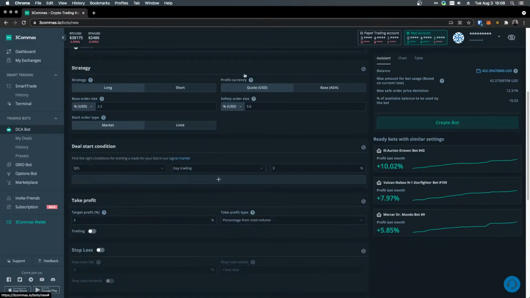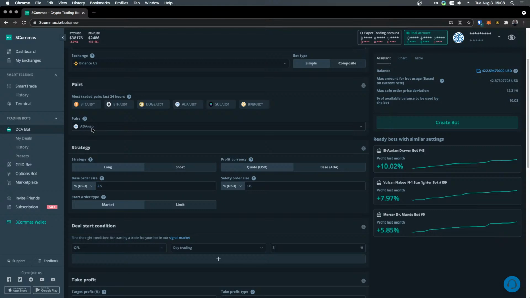So let's move on. We've got our ADA paired to the US dollar. We are doing a long strategy and we're quoting in US dollars. How I've come up with those numbers is we've taken a 2%, 2.5% base order and paired that with a 5.6% safety order size. If you think about the math and the dollar cost averaging concept, if we have to jump into a safety order, we want that to be much larger than our first buy so that our cost comes way down.